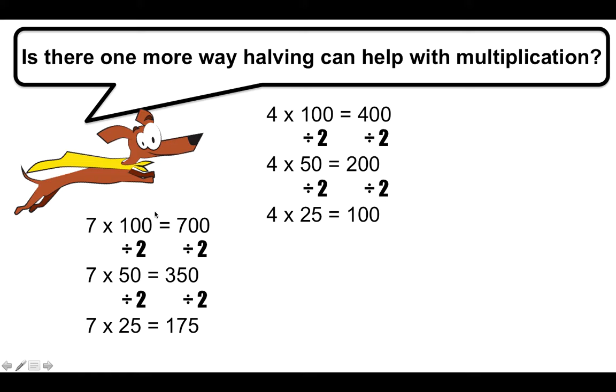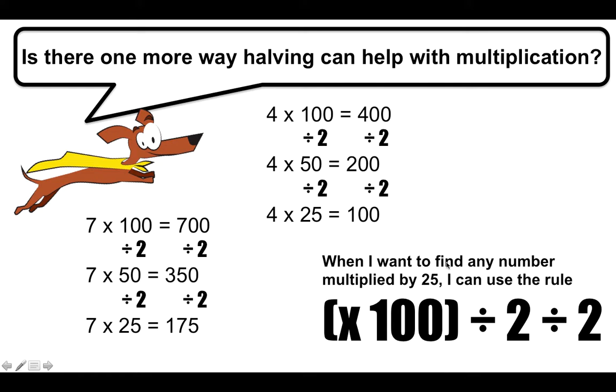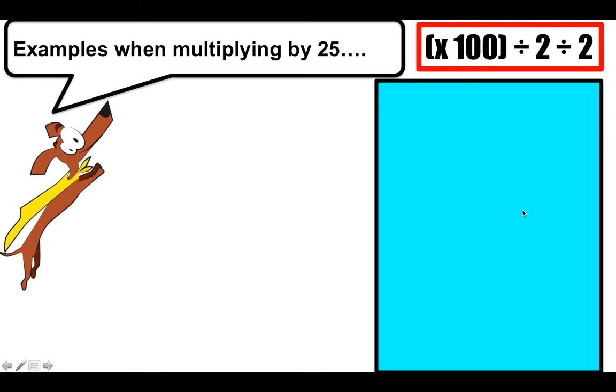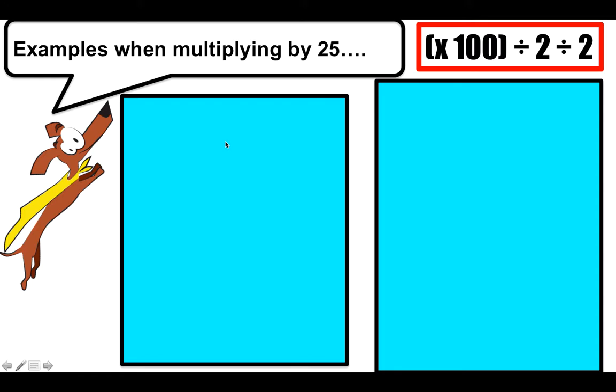So 7 times 100 is 700, divided by 2 is 350, and divided by 2 again is 175. So I could figure out my answer to 7 times 25 by this rule here. When I want to find any number multiplied by 25, I can use the rule multiplied by 100, divided by 2, and then divided by 2 again. So finding the half and finding the half once more. So let's have a look at some examples.